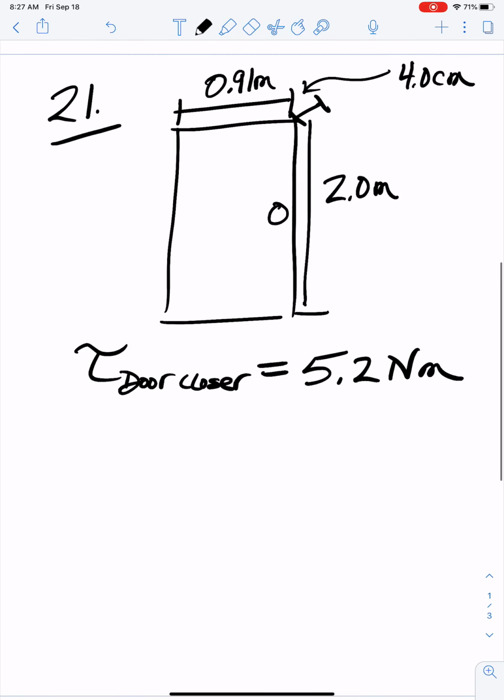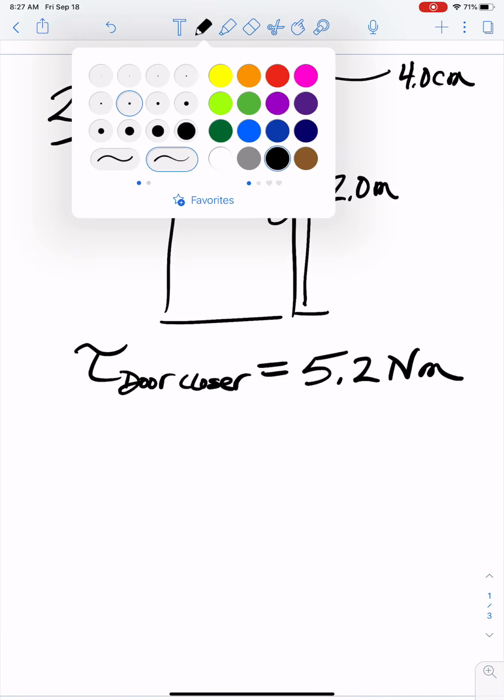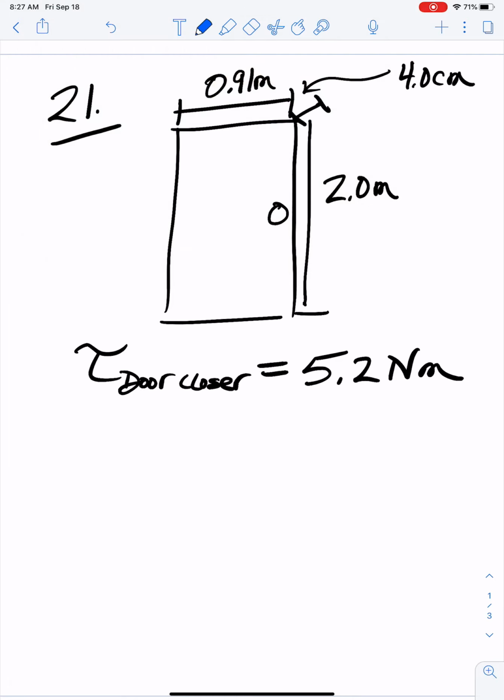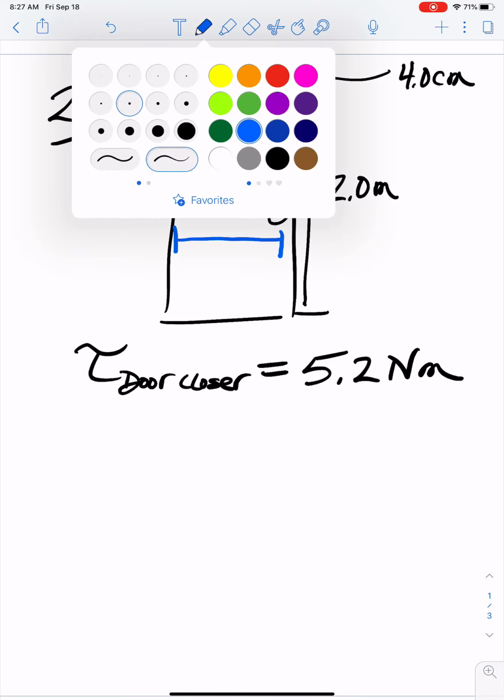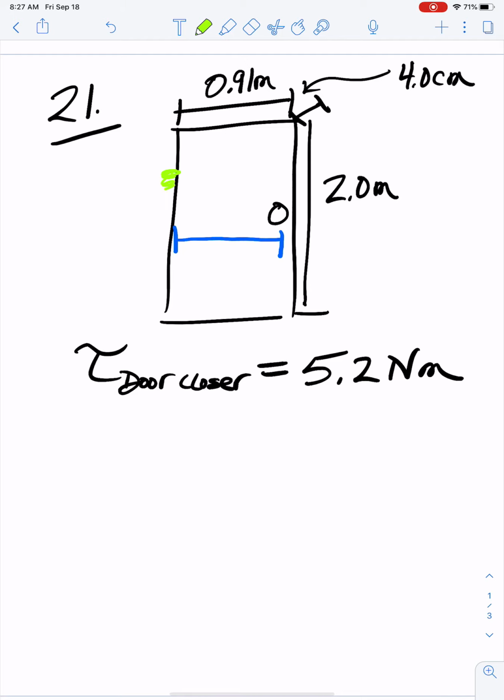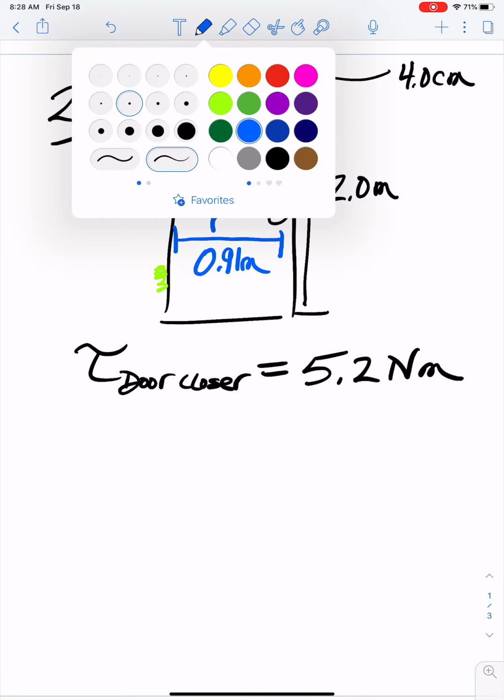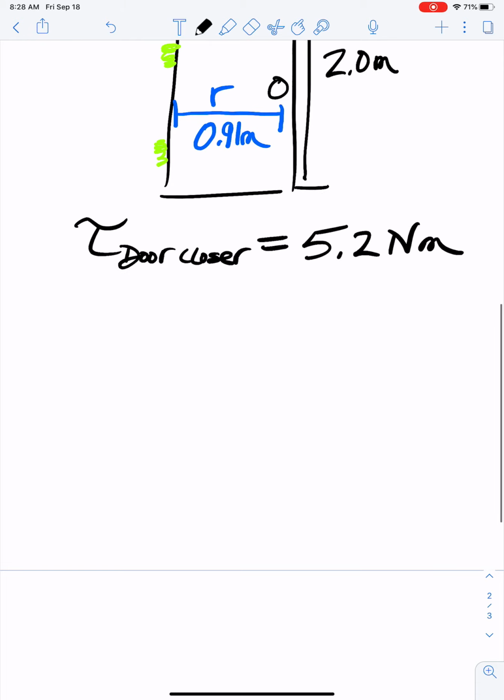it open. So we know that if you put a force on a door to cause a torque that would counteract the door closer, if you want to put the least force, you would want the largest R, right? Distance from the hinges, which are maybe over here, right? And so we want our R value to be as large as possible, which would mean R would equal 0.91 meters, right? Okay.